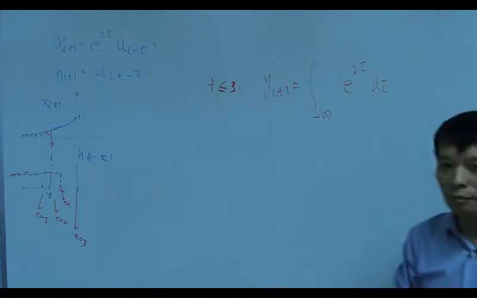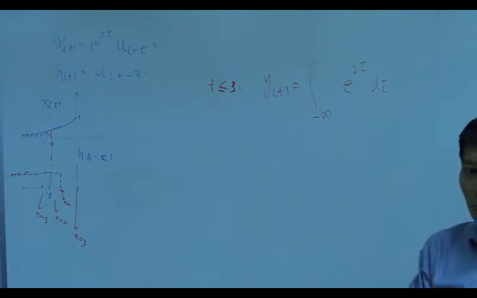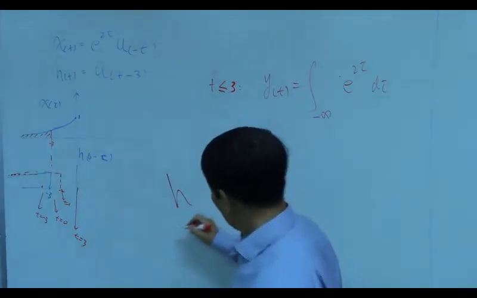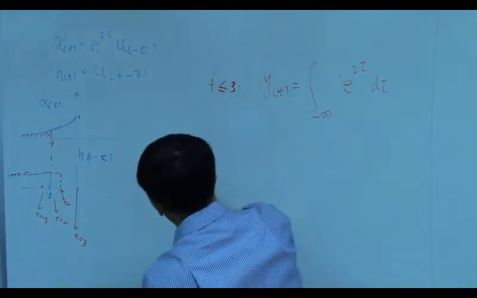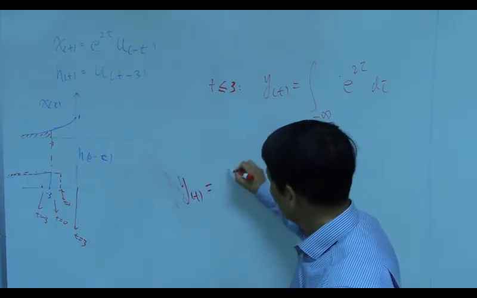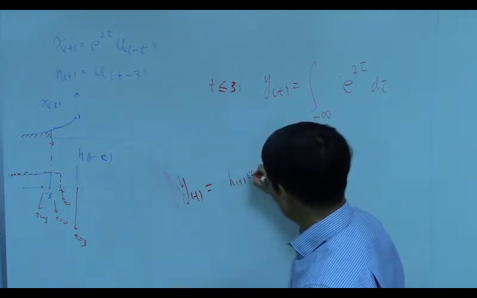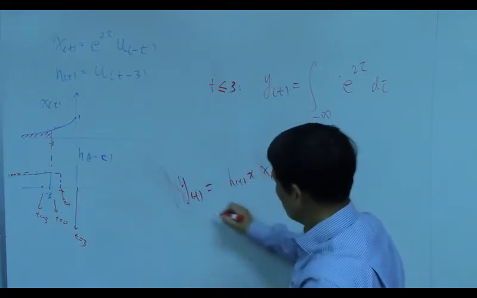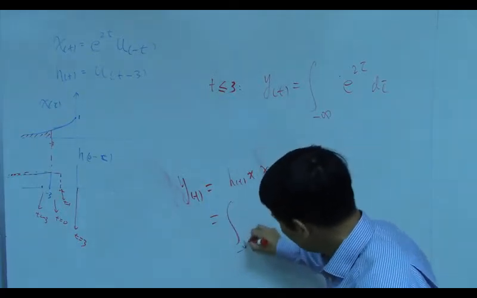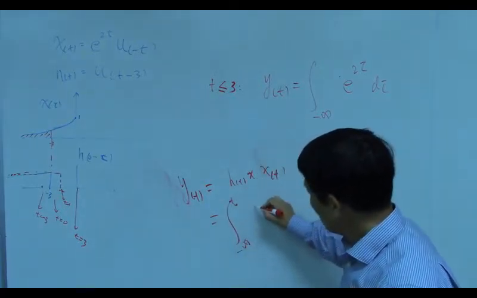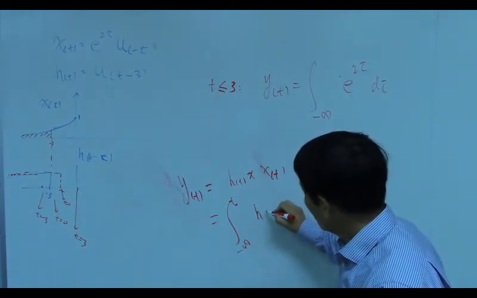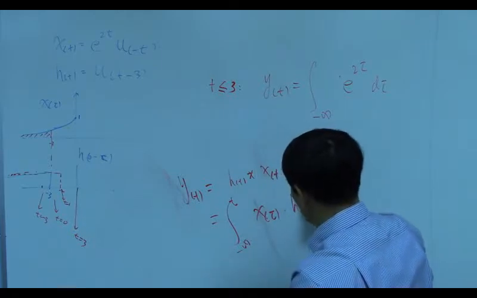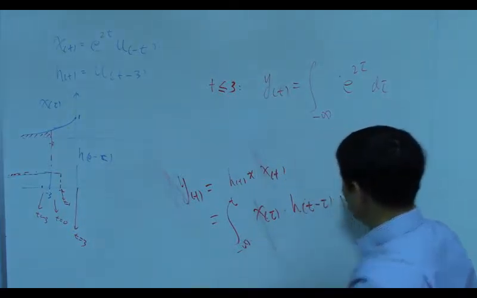So where does t equal 0? T equals 0. Remember in the definition, y(t) equals h(t) convolved with x(t). What is the definition? It goes from negative infinity to infinity of x(tau) times h(t minus tau) d tau.